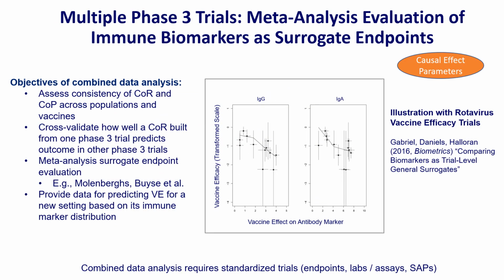Now, meta-analysis is also important for studying CORs and COPs. When we have data that's standardized enough across multiple phase 3 trials, we can look for consistency of correlates across populations and vaccines. We can cross-validate how well a correlate learned from a set of trials applies to another held-out trial. And then we can access meta-analysis surrogate endpoint evaluation methods, which are basically correlating vaccine effects on the marker with clinical vaccine efficacy. So I'm showing an example of rotavirus trials here.